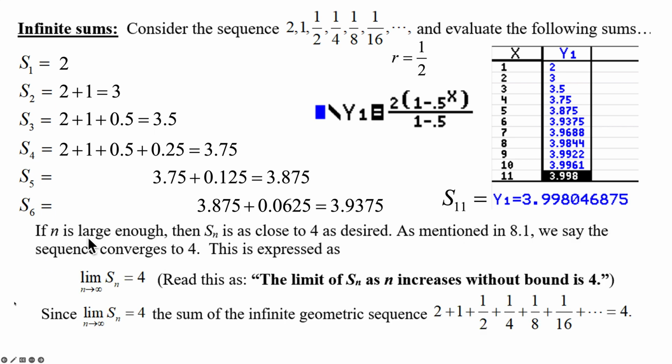All right, so if n is large enough, then S of n is close to 4 as desired. As mentioned in 8.1, we say that the sequence converges to 4. This is expressed as, okay, here comes your calculus notation again, the limit of S sub n as n approaches infinity or increases without bound is going to equal 4. So since that limit as n approaches infinity of our S sub n is equal to 4, then the sum of the infinite geometric sequence will add up to be 4. Eventually, you are adding so little values, it's going to equal 4.